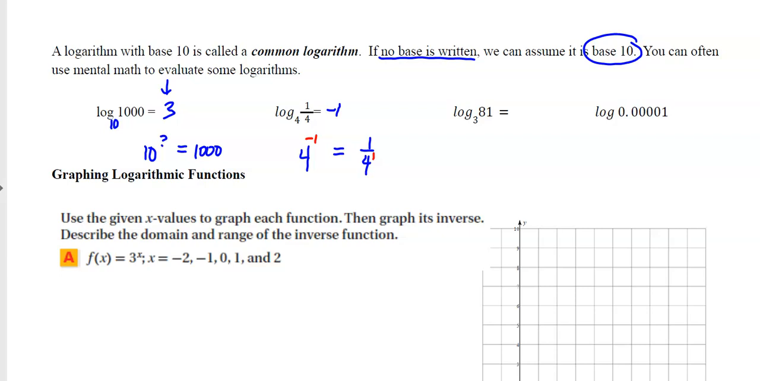This next one is asking 3 to the what power is 81. This was the one I referred to in the beginning of the notes where it said 3 to the x is 81. Well, that's 3 to the 4th power.